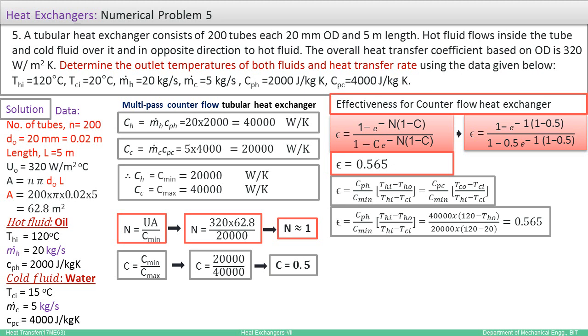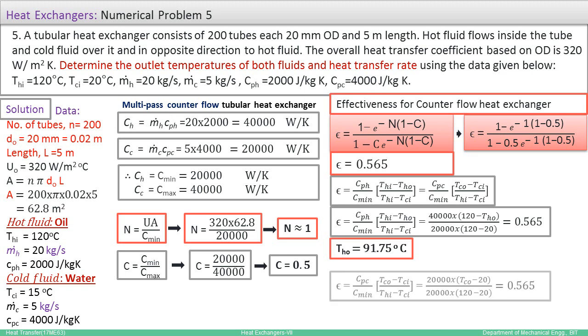So you can observe, I have taken only the epsilon equation for the hot fluid Q there, and the epsilon value is 0.565, and we can calculate the value of THO from it. THO is 91.75, that is the outlet temperature of the hot fluid, oil. So the inlet temperature, which is 120 degrees Celsius, is cooled to 91.75 degrees Celsius.